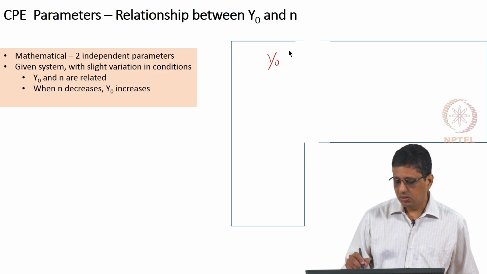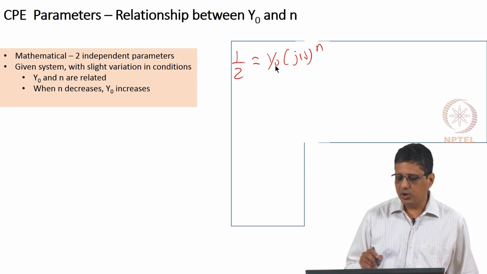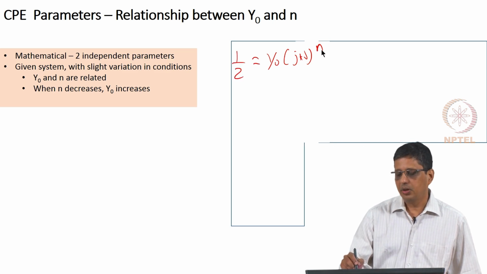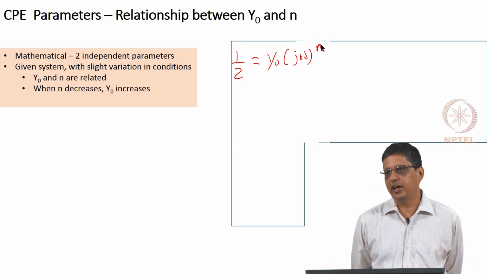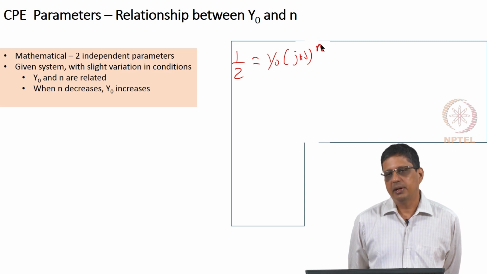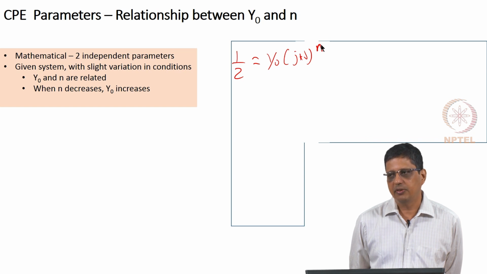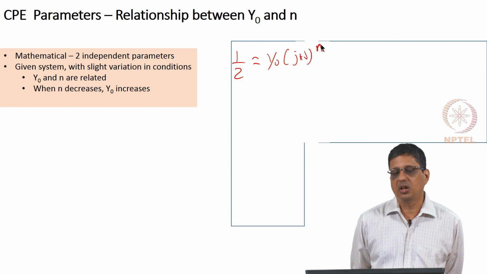The admittance is given by Y0 (j omega) power n. Mathematically they are two independent values; you are fitting it and you are finding Y0 and n. But actually, if we take a system, get the CPE value by doing impedance spectroscopy and fitting it to a circuit, then change it slightly, maybe a different DC potential, or a slightly different solution, you get another CPE value. Or maybe roughen the electrode and get the CPE value. You will find that the Y0 and n values are not completely unrelated, they are not independent.